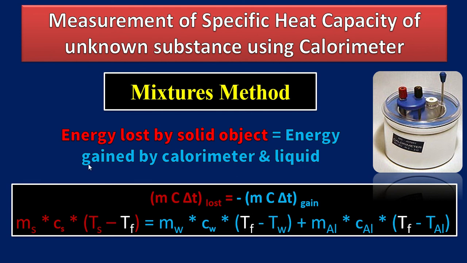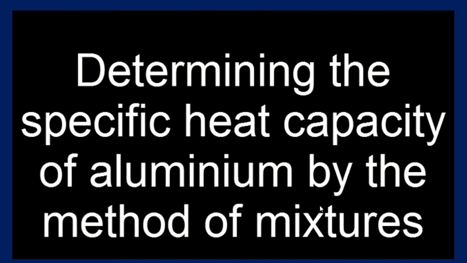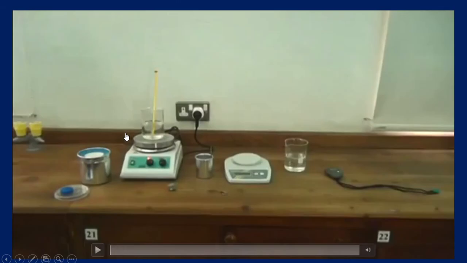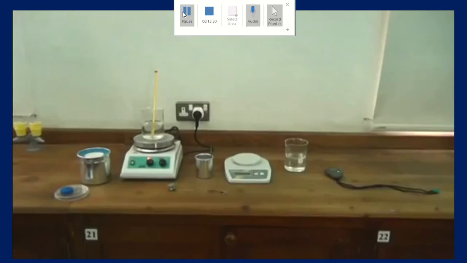Okay, but the solid object which has a higher temperature can lose energy if its temperature is larger than the final temperature for the whole system. This temperature would be lesser than the final temperature and larger than the initial temperature for the cold system. Okay, let's show how to optimize this using this experiment.